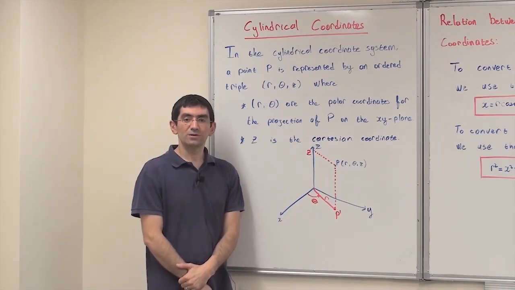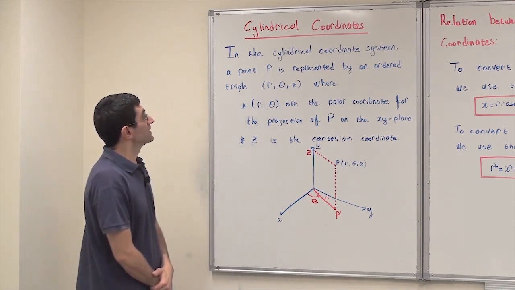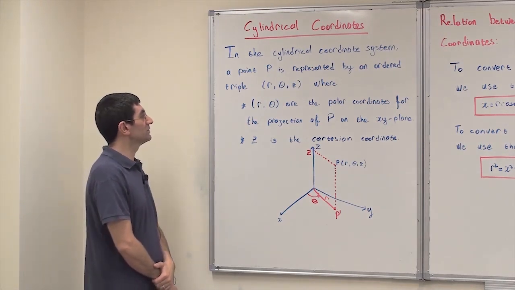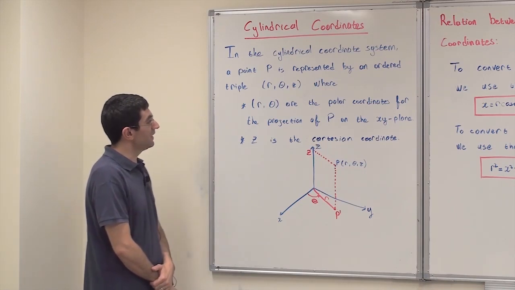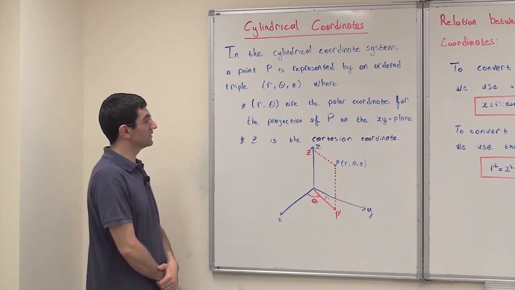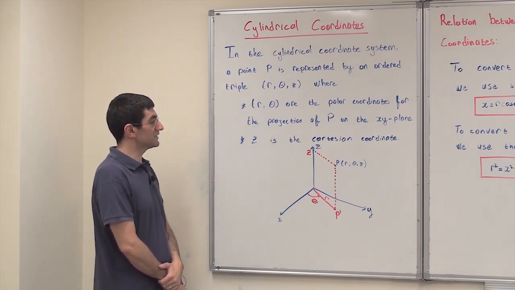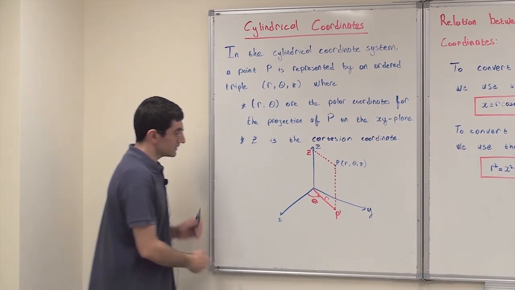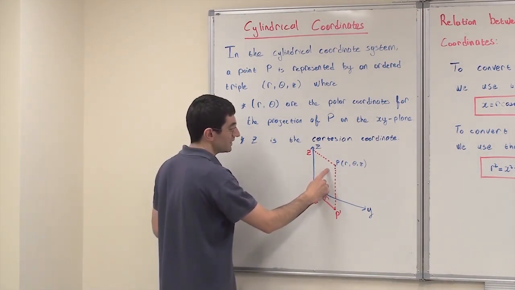Hello. In this video, we are going to talk about cylindrical coordinates. Now, in the cylindrical coordinate system, a point is represented by an ordered triple r, theta, and z, where the pair r and theta are the polar coordinates for the projection of the point P on the xy plane, and z is the Cartesian coordinate.